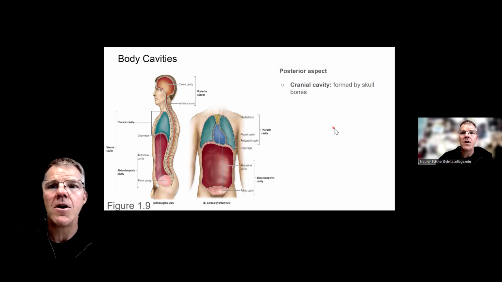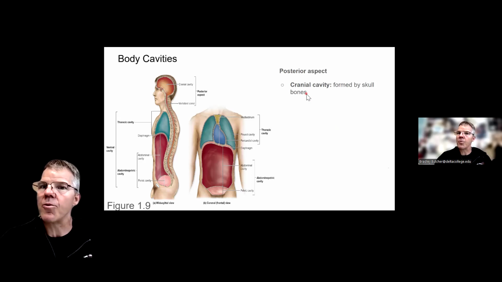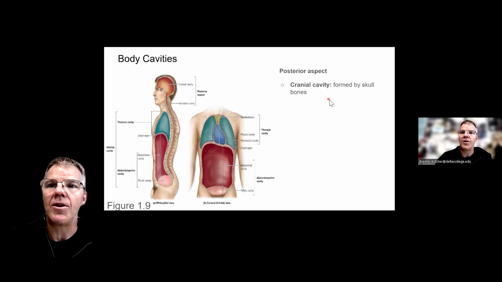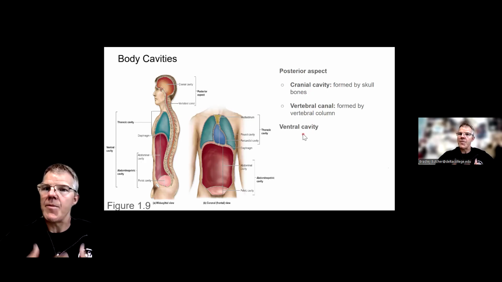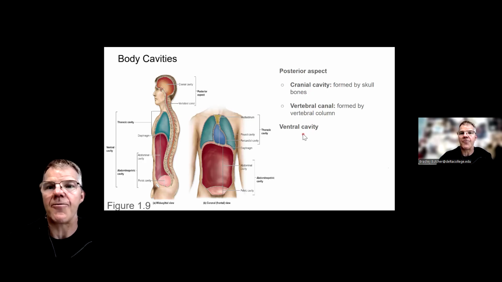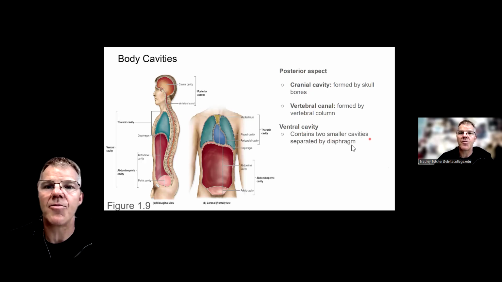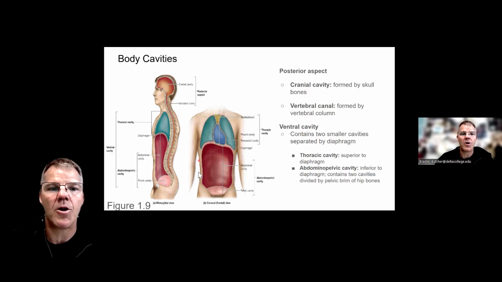In the posterior portion of the body, remember posterior means towards the back, you have the cranial cavity formed by the skull and its bones, and the vertebral canal formed by the vertebral column. That's where your spinal cord runs through all those vertebrae. In the ventral cavity, remember ventral means belly side or front side, it contains two smaller cavities separated by the diaphragm. We talked about those as the thoracic cavity up top and the abdominopelvic cavity on the bottom.